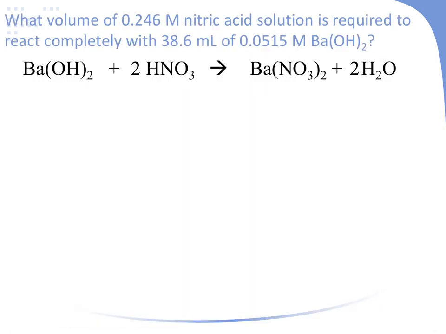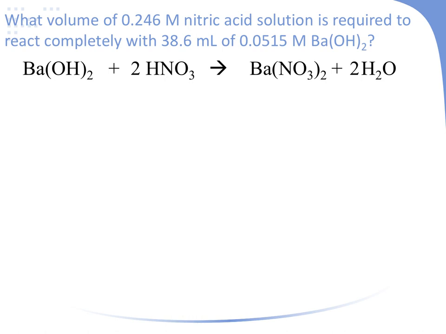So let's go through and do one together, and then I'll give you one to go ahead and do on your own, and then I'll come back and show you what to do. So, for this first example, what volume of 0.246 molar nitric acid is required to react completely with 38.6 milliliters of 0.0515 molar barium hydroxide?